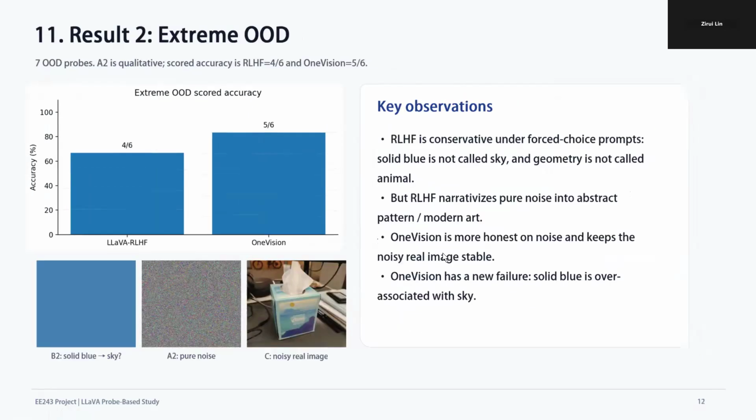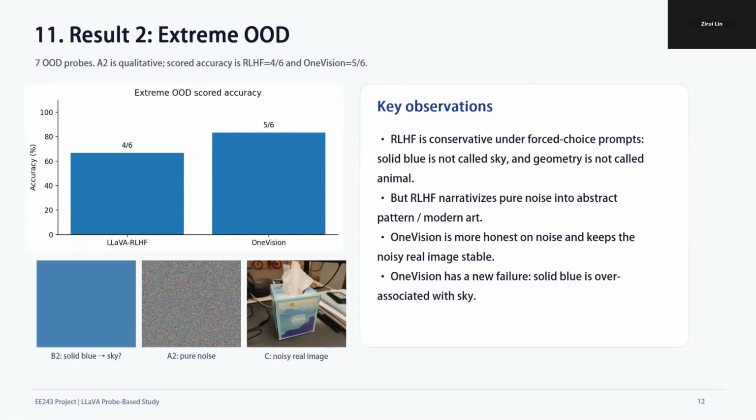For extreme OOD, there are 7 probes. A2 is qualitative, so score accuracy is based on 6 probes. RLHF gets 4 out of 6, and One Vision gets 5 out of 6. The key examples are B2, A2, and the noisy real image. For B2, the solid blue image asks whether there is a sky. RLHF says no sky, which is conservative and correct. One Vision says it looks like sky, which shows the semantic projection.